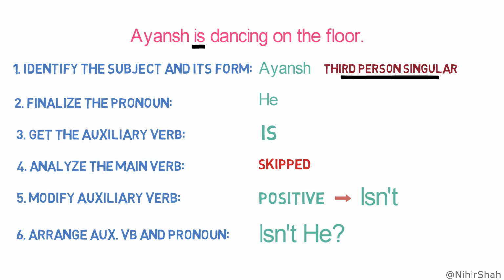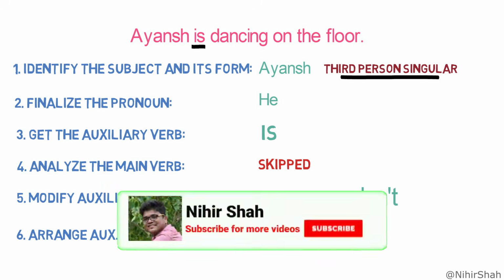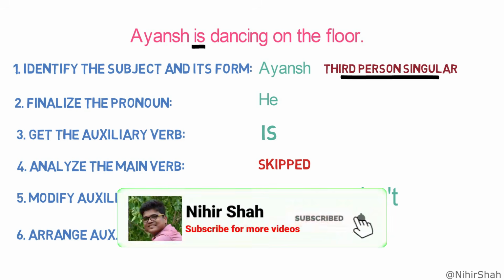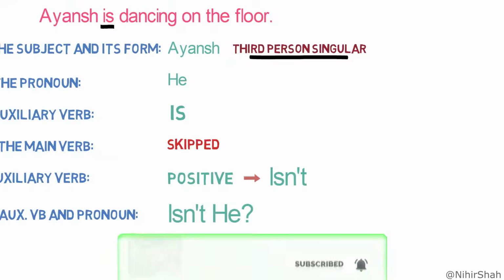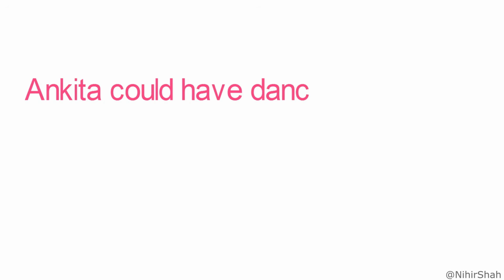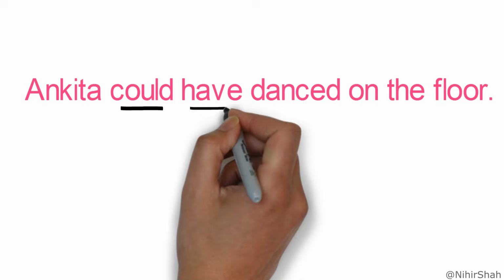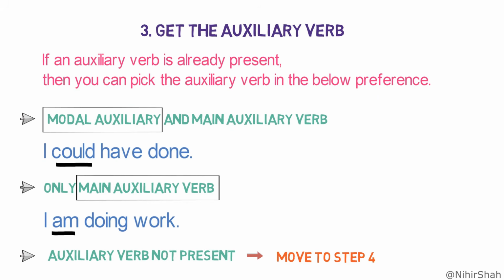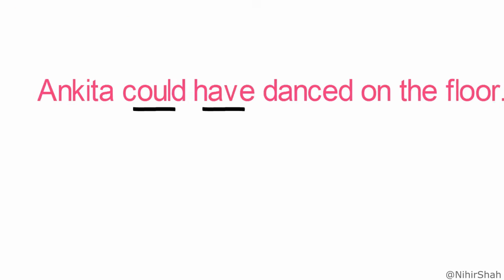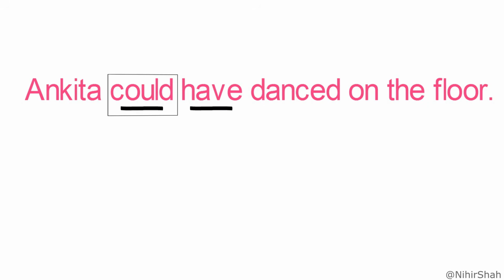Please note, for the next examples, I won't be repeating the steps again due to time constraint. Let's look into some more examples now. Ankita could have danced on the floor. Here we have two auxiliary verbs, could and have. But as explained in step 3, we will choose could as the helping verb because it is the modal auxiliary verb. Following the steps, the question tag will be couldn't she?